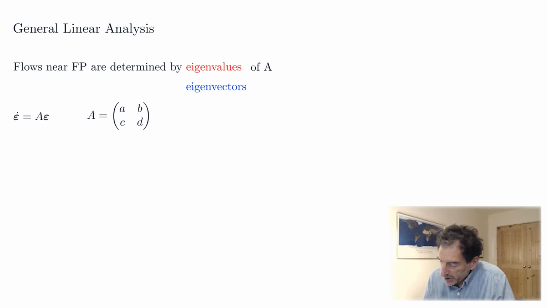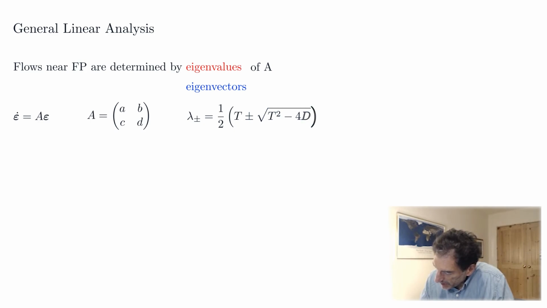Now, it's a simple exercise in linear algebra to find the eigenvalues of this matrix. Lambda plus minus are the two eigenvalues. They're equal to 1/2 t plus or minus the square root of t squared minus 4d, where in this formula, t is the trace of A, and it's equal to the sum of the diagonal elements, A plus D. And d is the determinant of the matrix A, and that's just equal to AD minus BC.